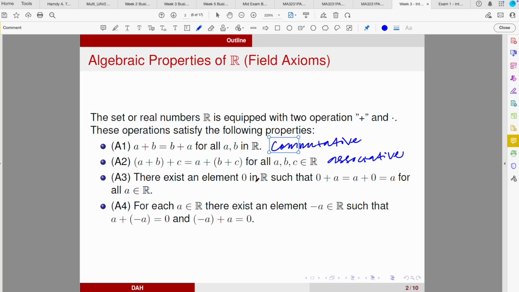There exists a zero element, or this is called the unity element, such that 0 plus a equals a plus 0 equals a. Sorry, identity. We'll write it as the identity element, because everything added with 0 is itself. So, identity element.